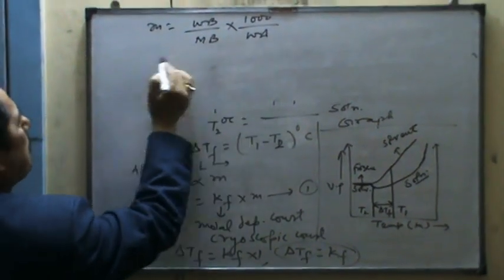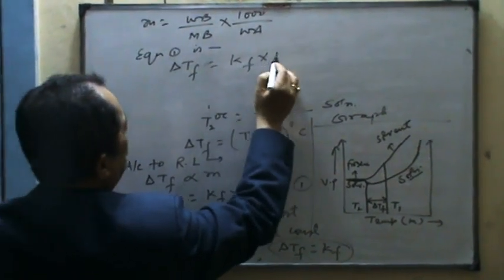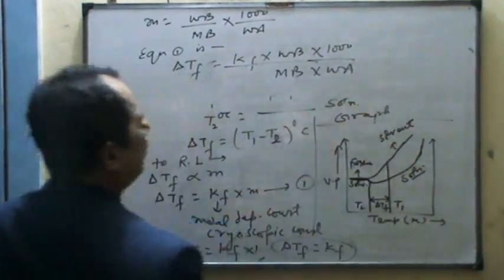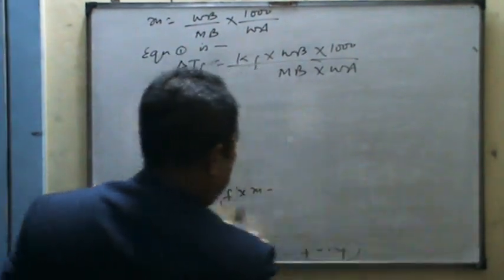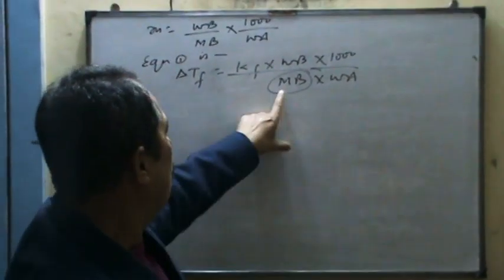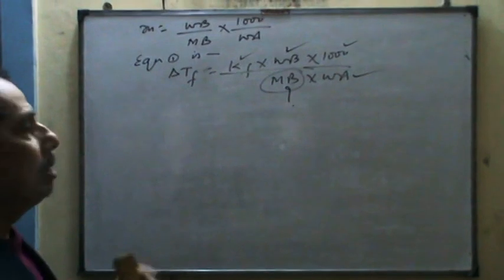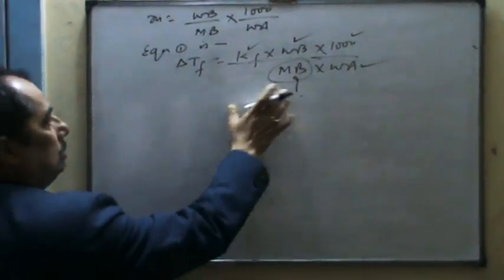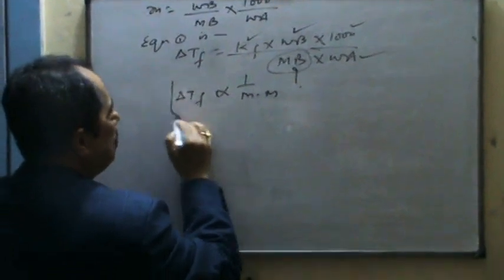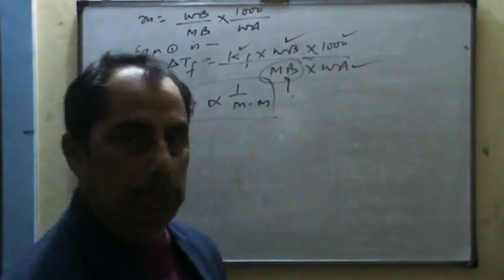Thus equation 1 becomes delta TF equal to KF into WB upon MB into 1000 upon WA. Putting all these values, we can calculate the molar mass of the non-volatile solute. All these parameters are given, then we can calculate the molar mass of the unknown non-volatile solute, and it is found to be inversely proportional to the molar mass. So again you have proved colligative property is inversely proportional to the molar mass of non-volatile solute.